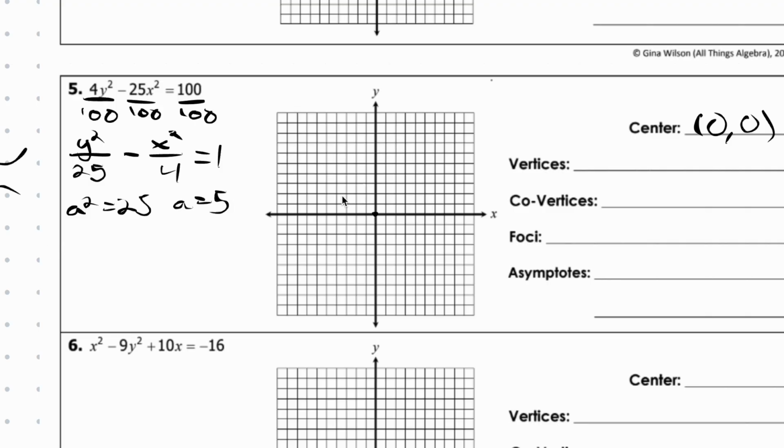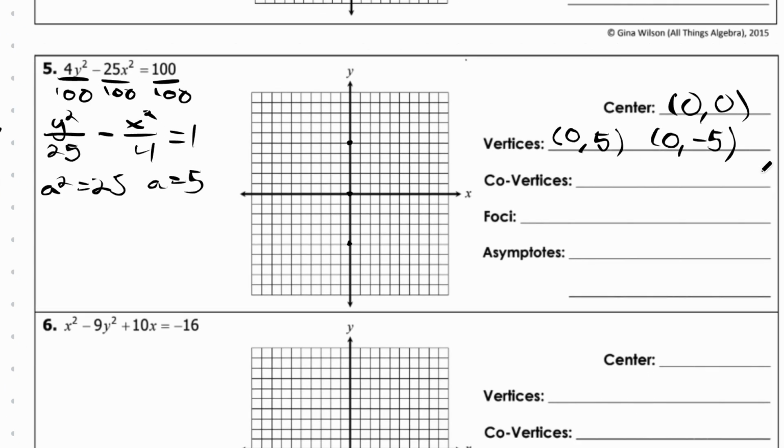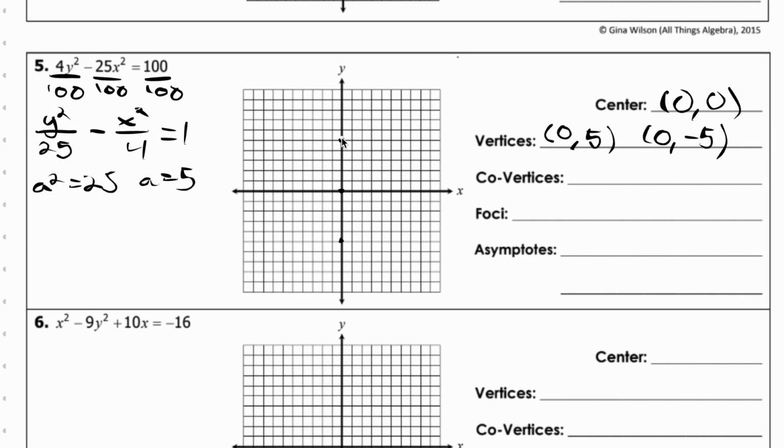And so that means we're going to count up 5 from our center, and we're going to get that point right there, which is going to be 0, 5. Then we're going to count down 5. We're going to get that point, 0, negative 5. And those are going to be our vertices.